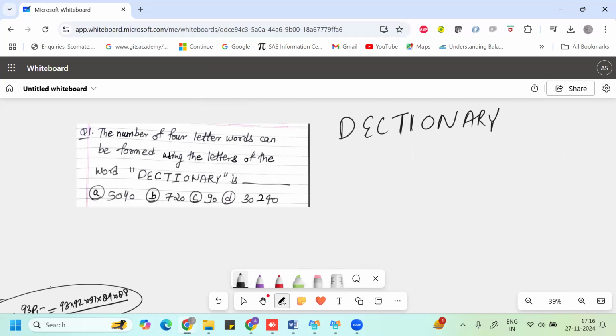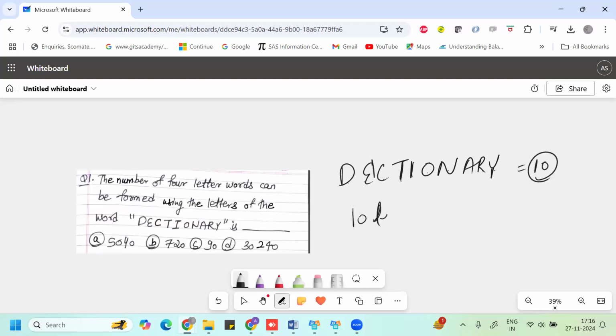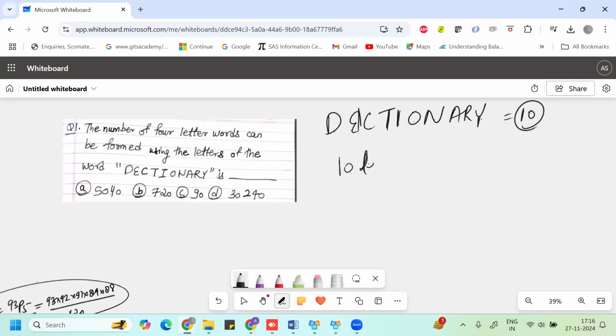How many letters are there? 1, 2, 3, 4, 5, 6, 7, 8, 9, 10. Total 10 letters are there, and none are repeating. There's no letter which is repeating. If letters repeat, then the way we do it changes a little bit, and I'll discuss that.